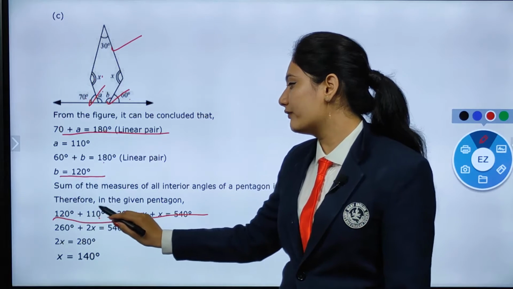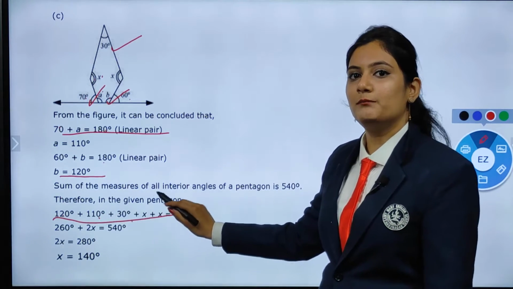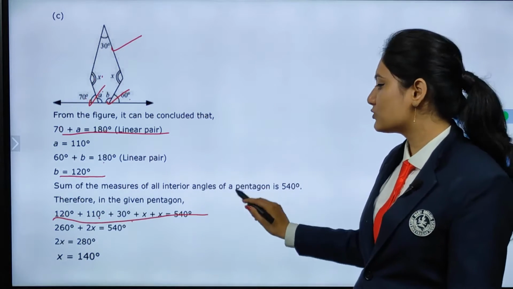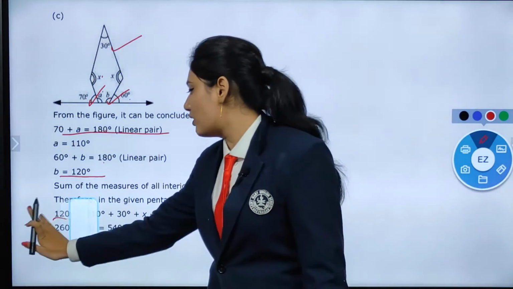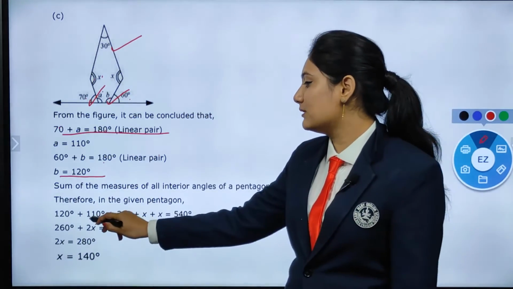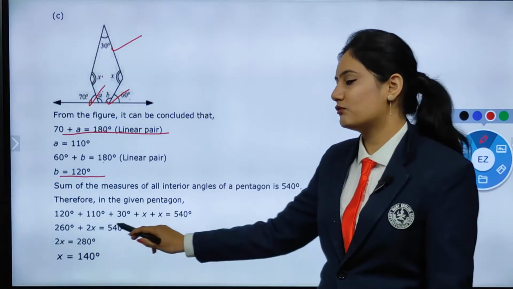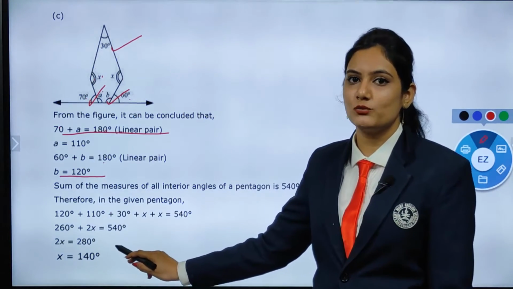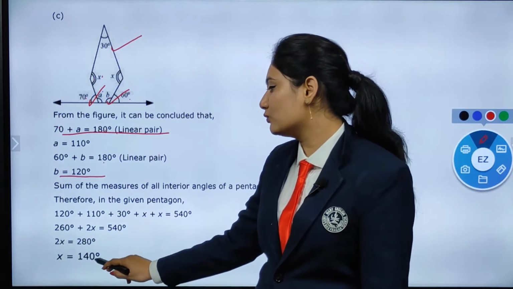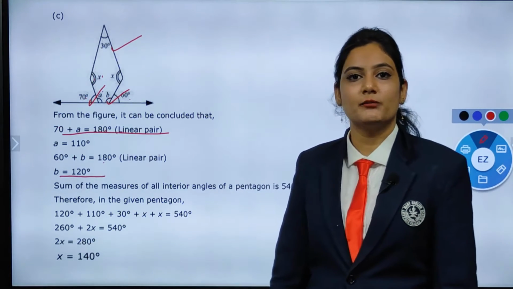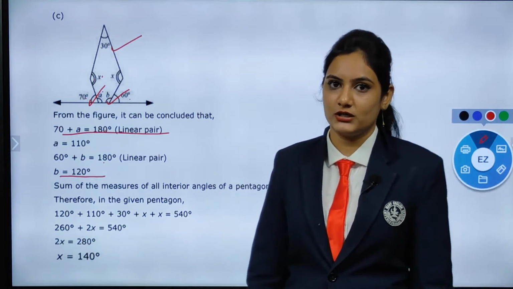120 plus 110 plus 30 plus X is equal to 540 degree. So what will be the answer? 260 plus 2x equal to 540. 260 goes to the right side, so it will be subtracted. Answer is 280 degree. X will be equal to 280 degree divided by 2, which is equal to 140 degree.